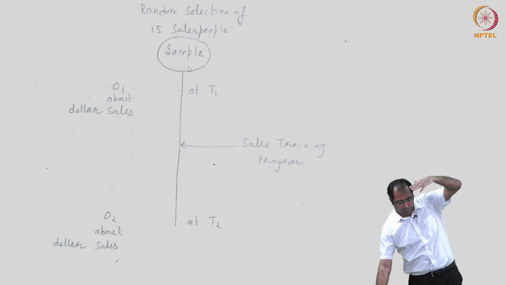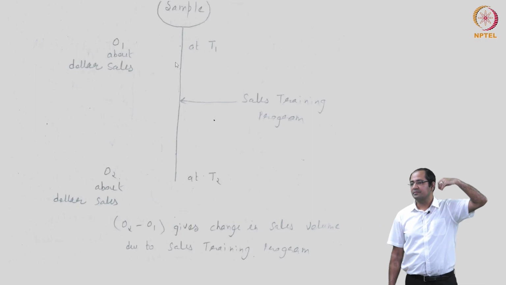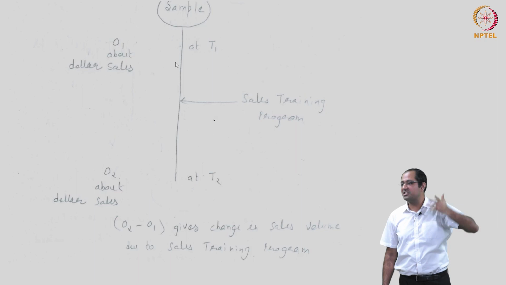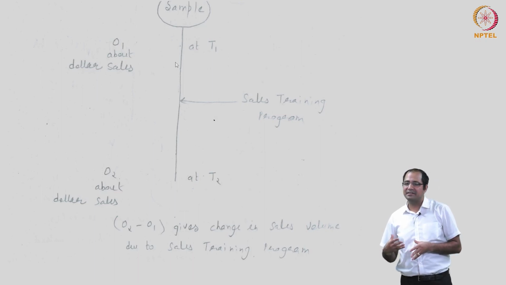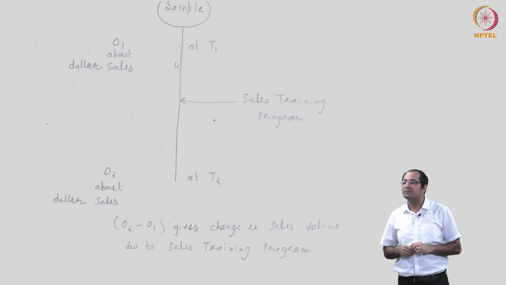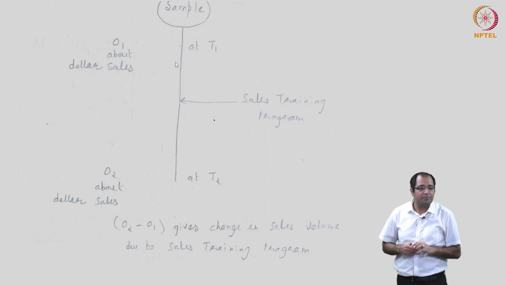And if we do O2 minus O1, we will get the change in, let's say we have taken their rupee sales rather than sales volume. What is written is sales volume. We can look at sales volume by value and by numbers. By value we are looking at how much money they brought in, the revenue they brought in, that is O1 and O2 in terms of sales revenue.